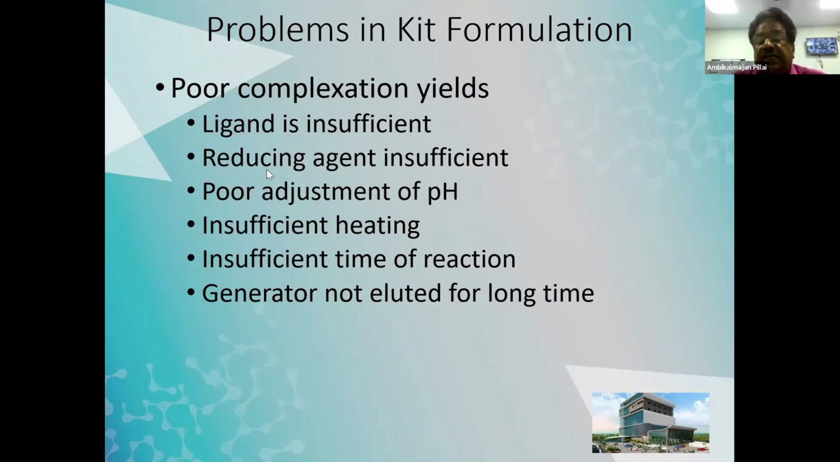Then another problem is the reducing agent. We add a little amount of stannous chloride to the kit and give it. The stannous chloride is a reducing agent and it can easily get oxidized because there is a lot of oxygen in the atmosphere. And when you are having a kit there, if there is no reducing agent, it is not going to make the complex.